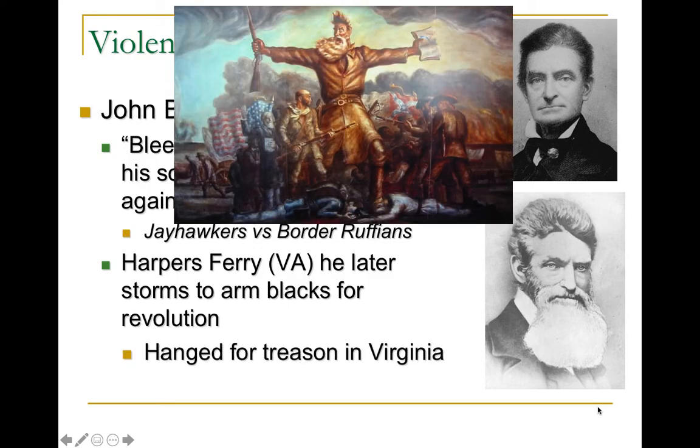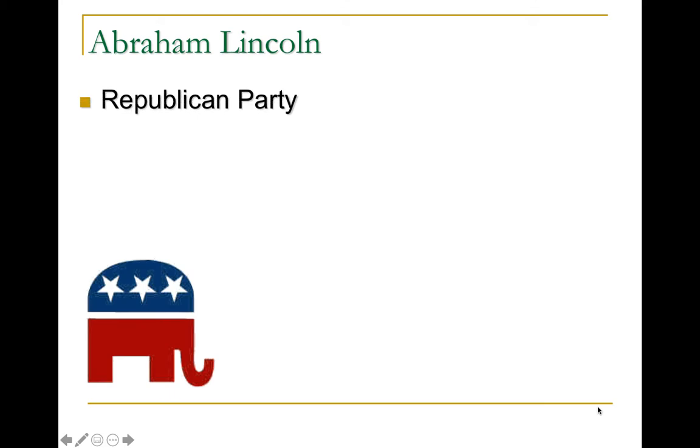He would later be hanged for treason in Virginia because he had stormed the federal armory at Harper's Ferry, Virginia, in an attempt to free and to arm African Americans. As you can see, he's kind of a Moses figure, kind of leading blacks out of slavery. That was his focus. Abraham Lincoln, the Republican Party.